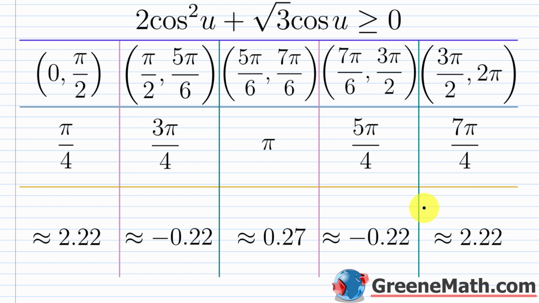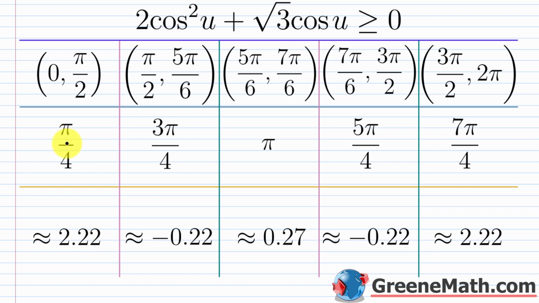All right, so coming down here, I've already set up the table. We're going to work with the inequality in this form: 2 cosine squared u plus square root of 3 cosine of u is greater than or equal to 0. Of course, we know where it's equal to 0 already. We solved the related equation. So pi over 2, 5 pi over 6, 7 pi over 6, and 3 pi over 2. But where is it greater than 0? Again, in each interval, you can just pick something, plug it in, and you're just worried about is it positive or negative. You don't care about the actual value.